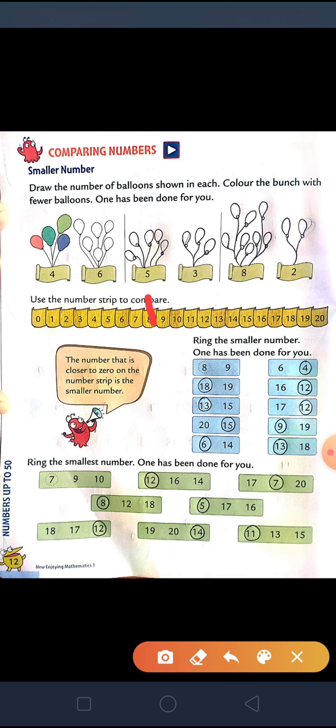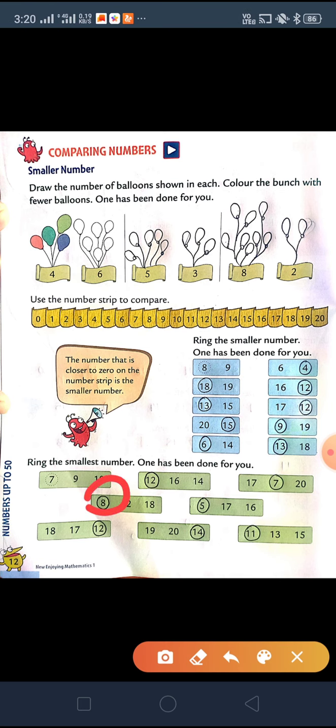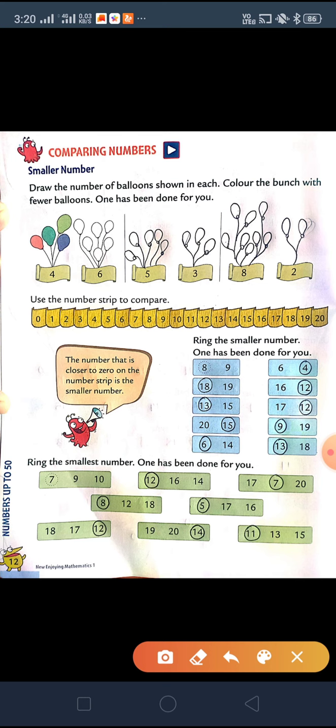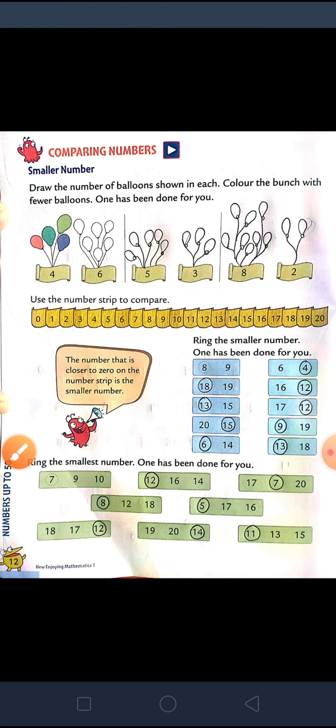Next is 8, 12 and 18. So 8 is closer to 0. So again 8 is the smallest number. Next is 5, 17 and 16. So 5 is closer to 0. So 5 is the smallest number. Next is 18, 17 and 12. So 12 is closer to 0. So again here 12 is the smallest number.